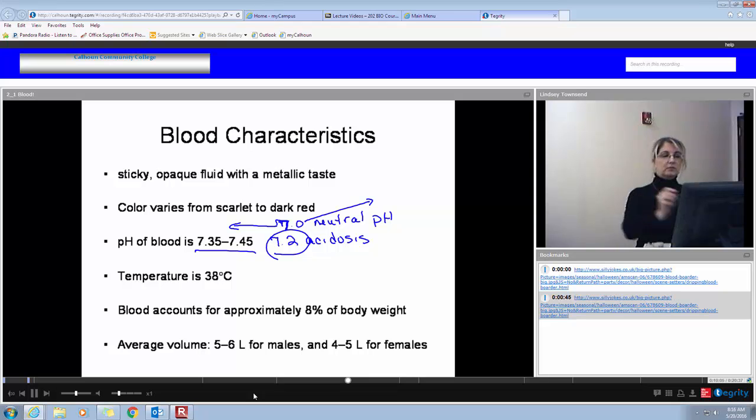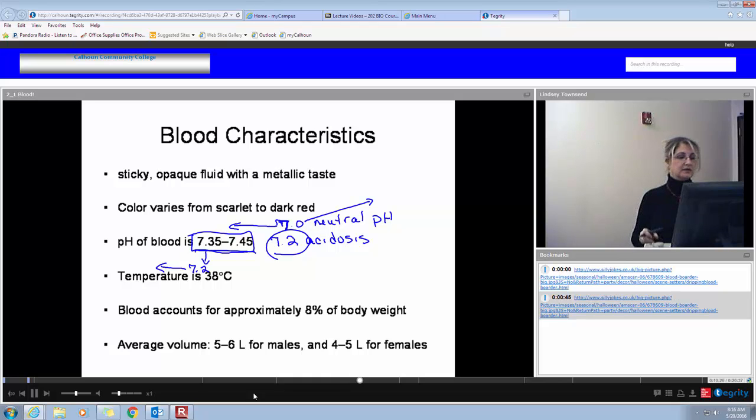The reason is because normal blood pH is 7.35 to 7.45. So anything that is below that, which 7.2 is, is considered more toward the acidic side than normal. So it is considered blood acidosis. All right, just checking your memory.